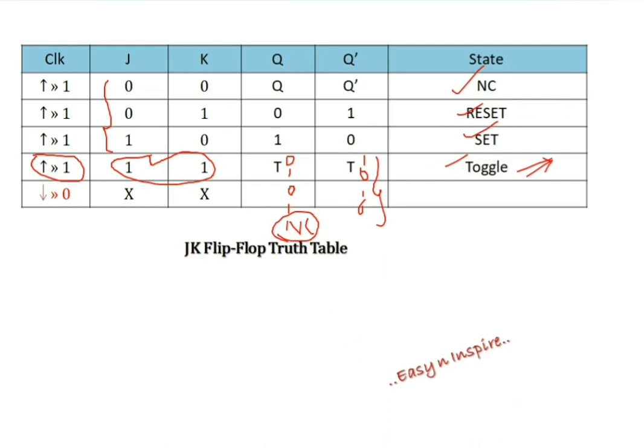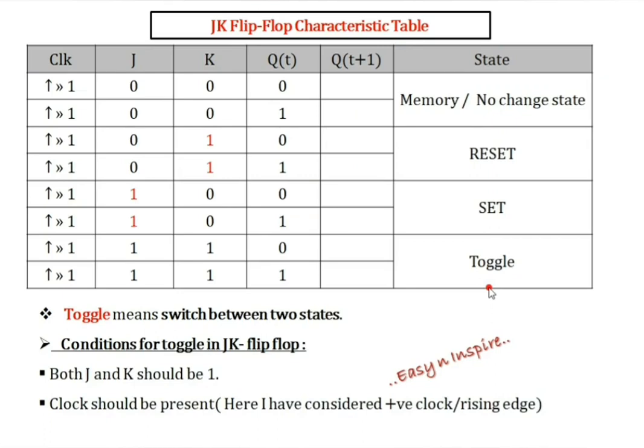Next we'll see the characteristic table. So this is the characteristic table. So JK input, clock pulses, and Q of t means present state, t plus 1 means next state. Okay. So we know JK both are zeros here. So 0 0 means that is no change or memory state.